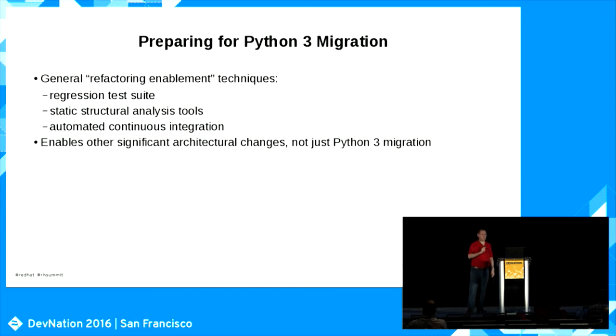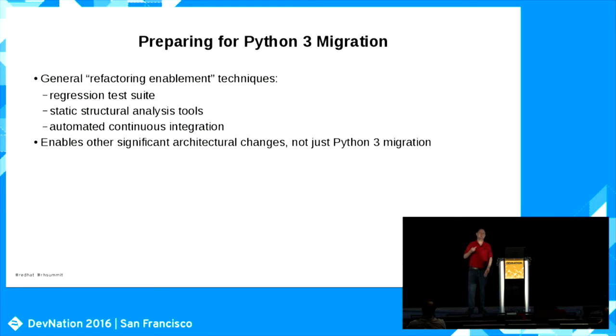So the good news is that a lot of the changes needed to prepare for a Python 3 migration are actually just general refactoring enablement. So you want good regression test suites. You want to be using static structural analysis tools like Pylint. You want to be doing automated continuous integration where every change and even every change proposal is run through a battery of automated tests and analyses.